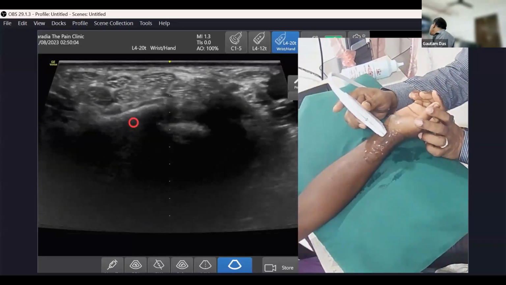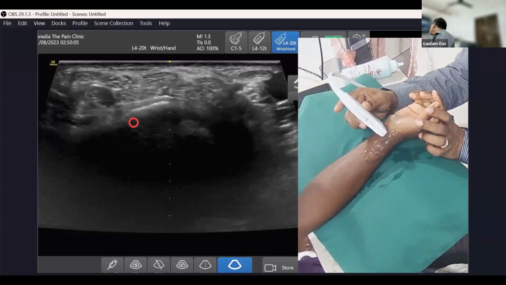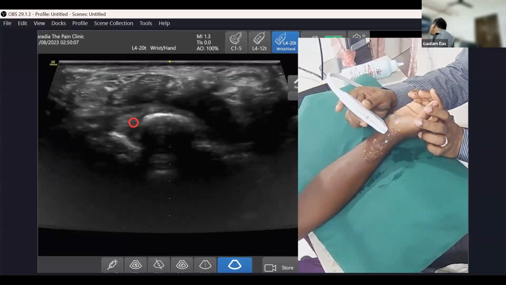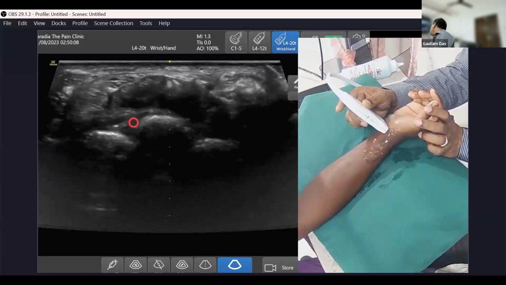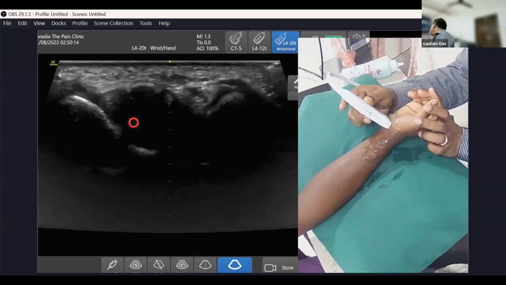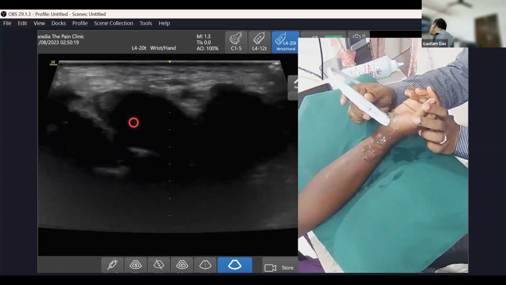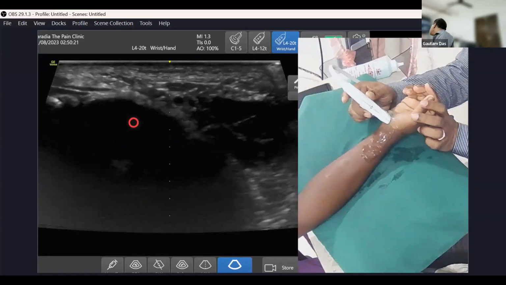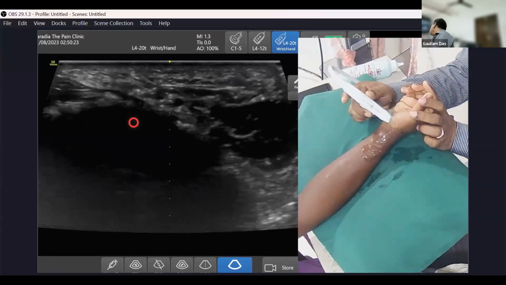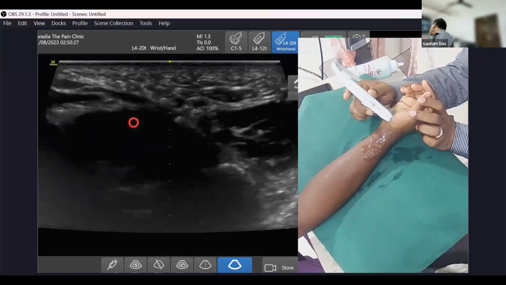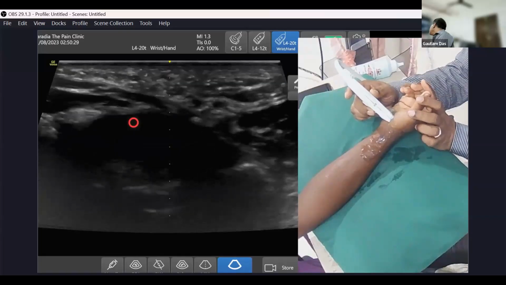So now, this was your lunate, this was the ulnar artery, ulnar nerve. So now I am going distally. This was the pisiform bone, and now I am going more distally. This was the proximal carpal tunnel. More distally, just follow the ulnar artery. The ulnar artery is dipping, and now one bone is coming. This is the hook of the hamate, and you keep that on one side of the screen.